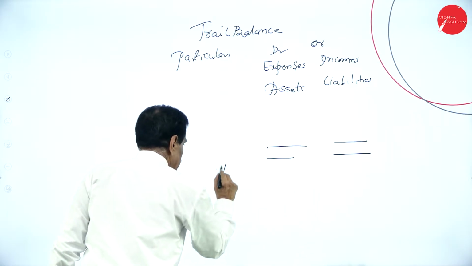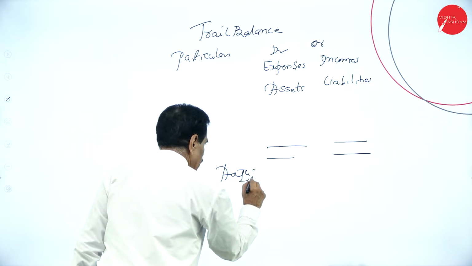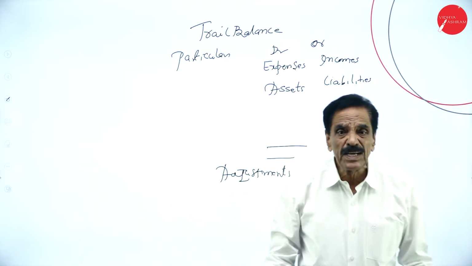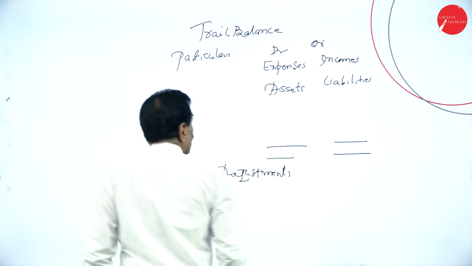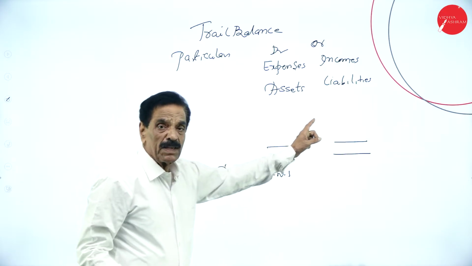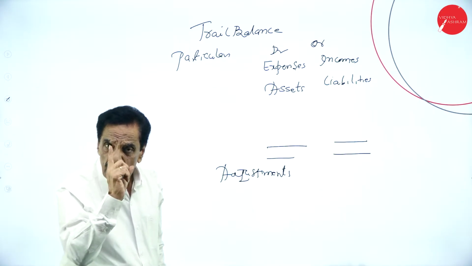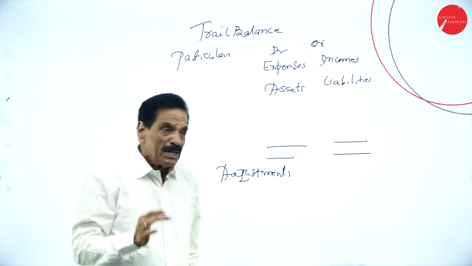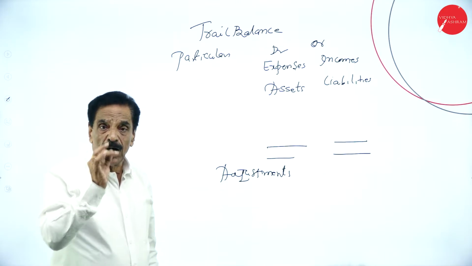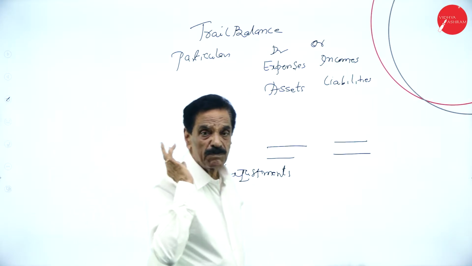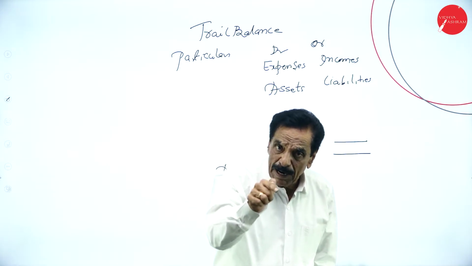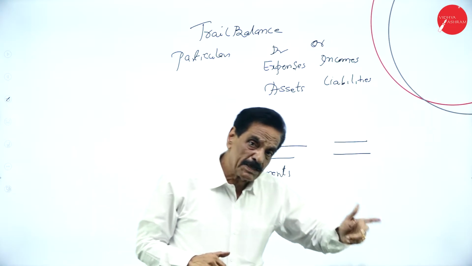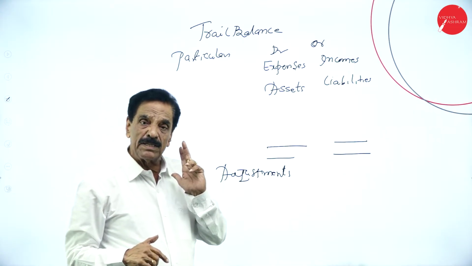Then adjustments. The basic idea of the trial balance is that whatever items come in the trial balance should appear only once. The items in the adjustment should appear twice. This is a basic law. The items in the trial balance should appear only once. The items in the adjustment should appear twice. That is very important.